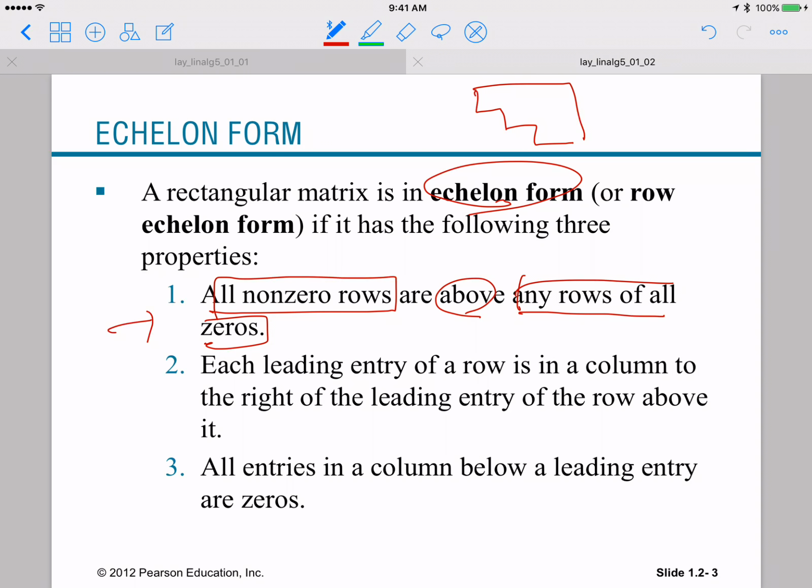Okay, so the first one is about these 0 rows. Any rows of all zeros. So those equations of all zeros should be below all the non-zero rows.